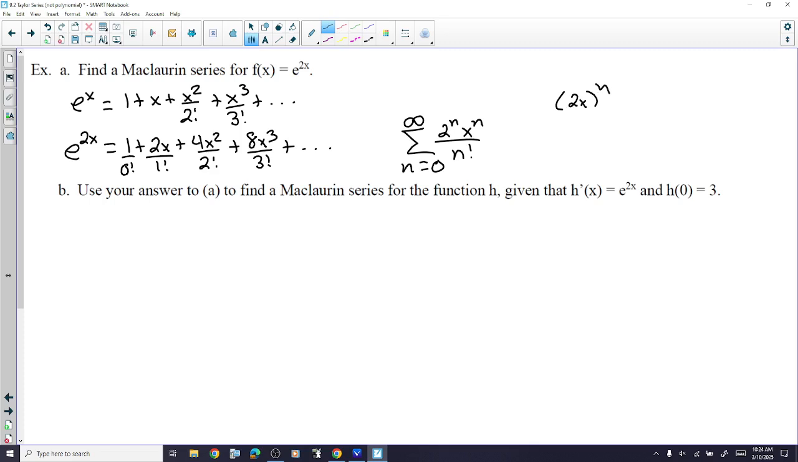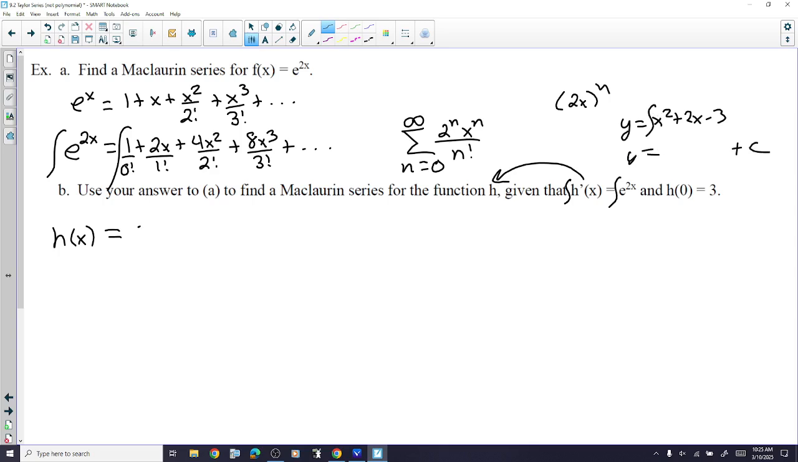Use your answer to A to find a Maclaurin series for the function h, given that h prime is this. So we're going from h prime back to h. So we want to integrate both sides. So we're going to do term by term integration. So h of x is equal to, well, notice that we're writing these polynomials backwards, by the way. If you wrote a quadratic, you would write it like this: x squared plus 2x minus 3. That's how you'd write it. And then when you'd integrate, at the end, you'd put plus c. But we're going to put c at the beginning here because we're writing these backwards. So this is the plus c.